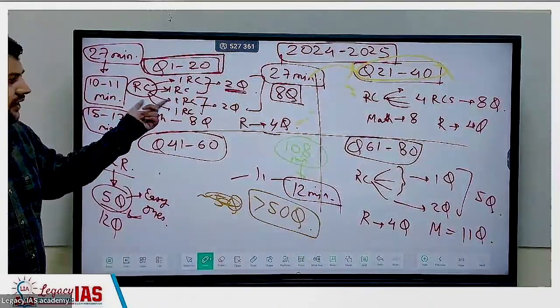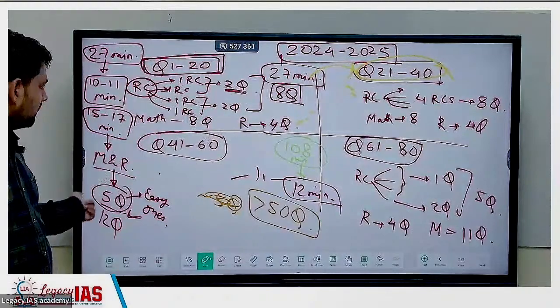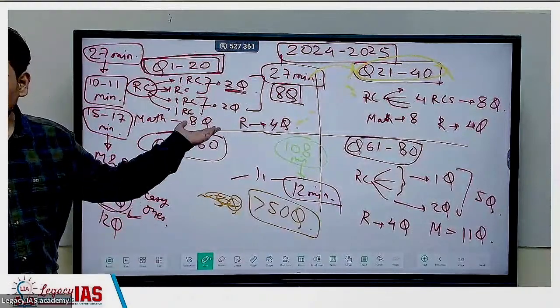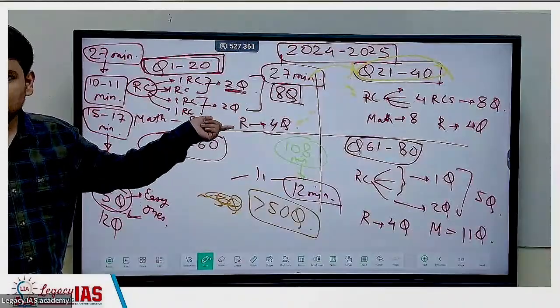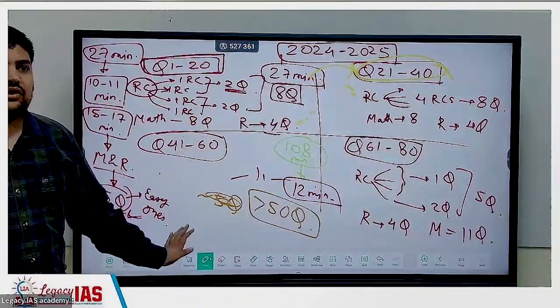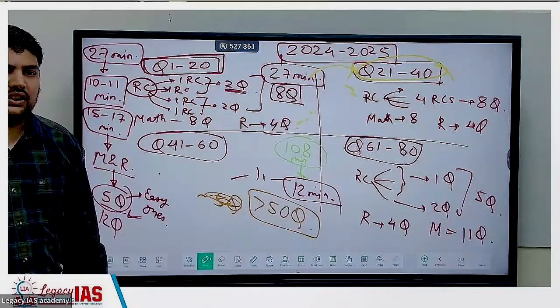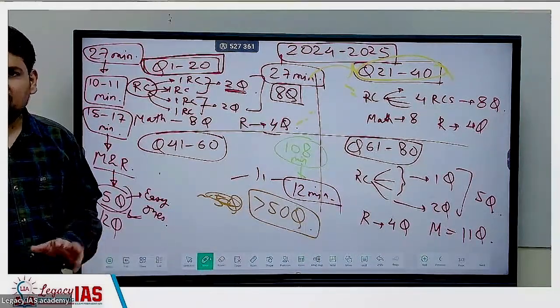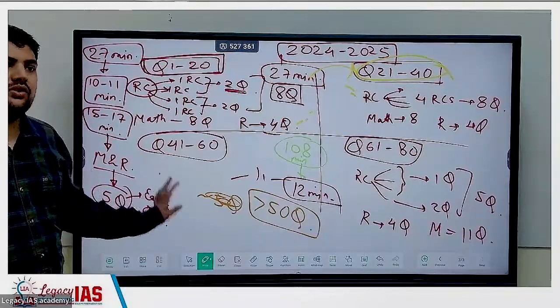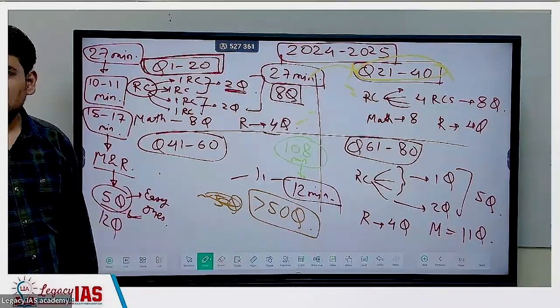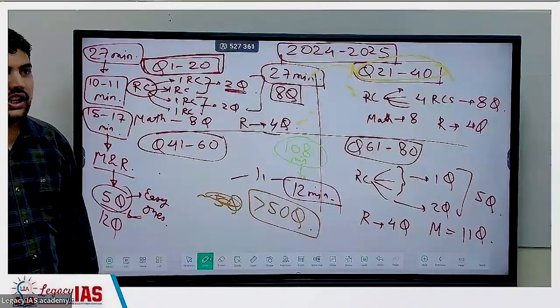Correct? Let's say 8 plus 5, 13. In some, if you leave 1-2 questions of RC, that's also fine. 13 fours are 52. So around 50 questions you would be able to do. This is a good figure to target. If you do 50 questions with even moderate accuracy, you would clear CSAT. Understood this? Anybody any issue?